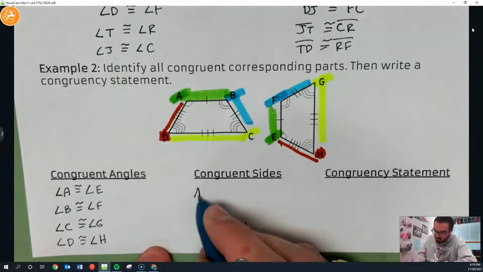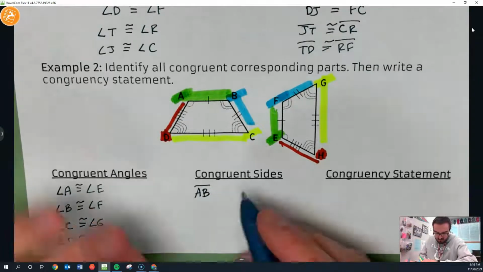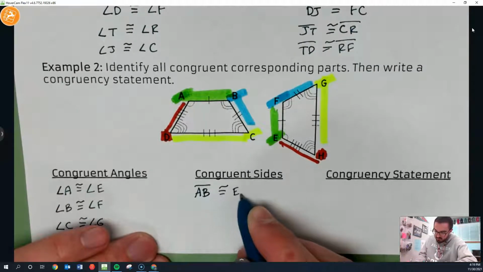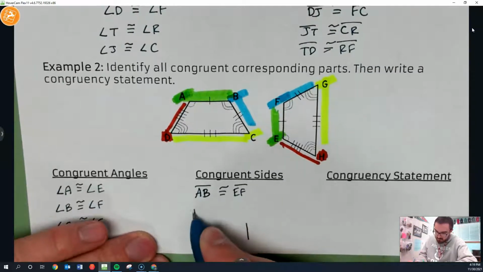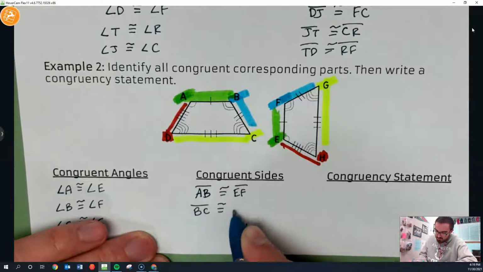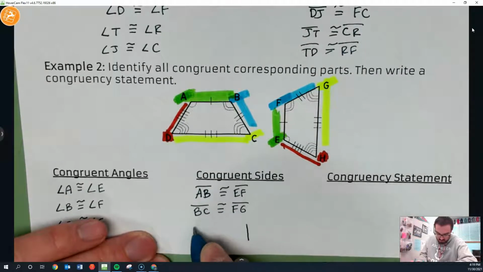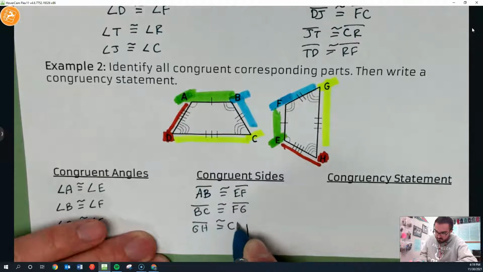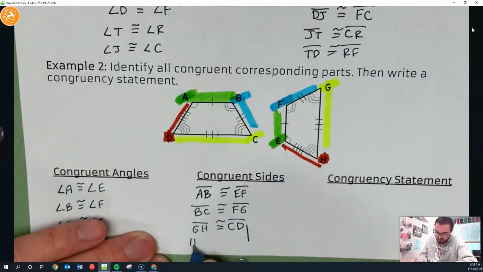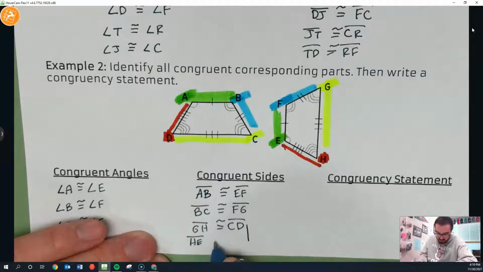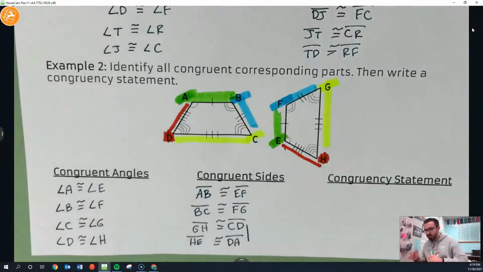Okay? So now it's pretty easy to tell the sides too, right? What's my green side? AB. What would AB be congruent to? EF. BC. What would BC be congruent to? FG, right? They're both blue. GH would be congruent to CD. They're both yellow. HE would be congruent to DA, right? Pretty simple, right? Not too bad.